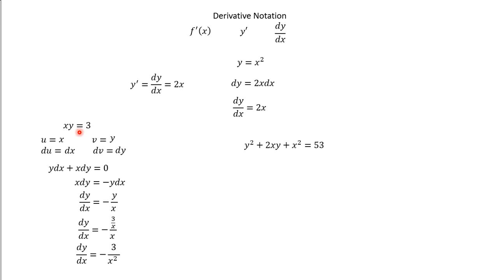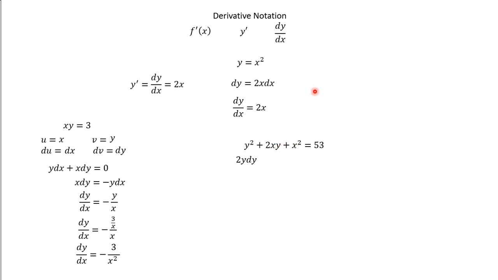Another one, this one would be a lot tougher to do explicitly, not impossible for this particular case, but tougher. But we can do it implicitly. So we have each term we can take separately. We have y squared. What's the derivative of something squared? 2 times the something times the derivative of the something. So 2y dy. And then we'll come back to the 2xy because that's going to be a product rule.